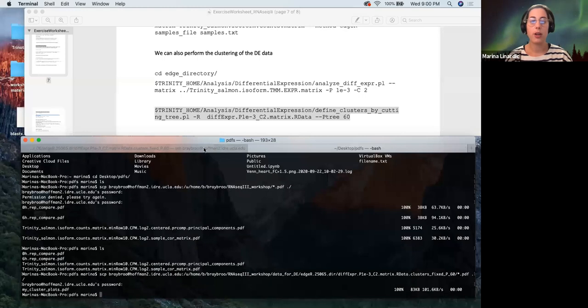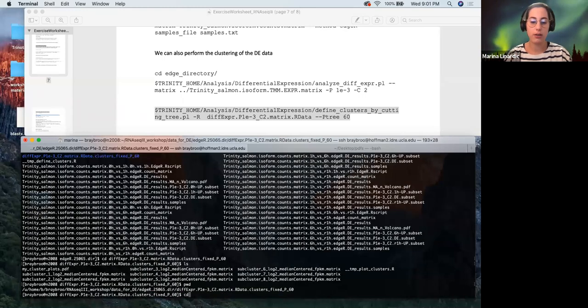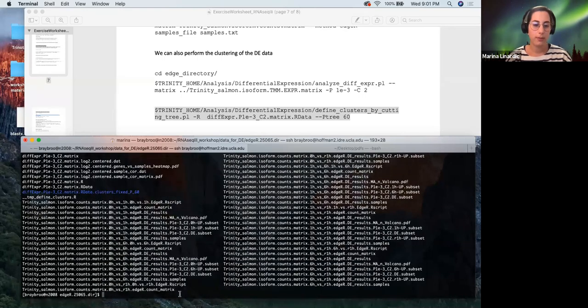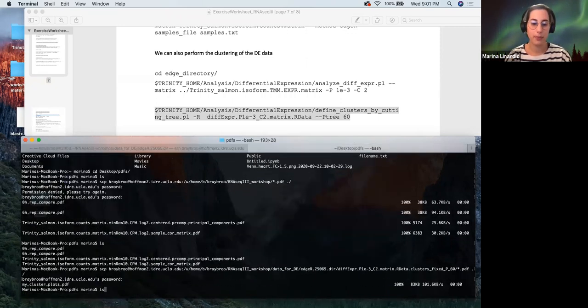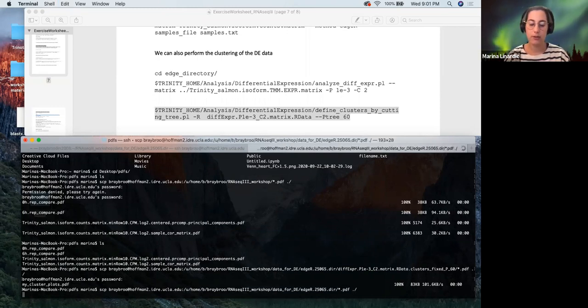So my cluster plots, and then we're also going to download the PDFs from this directory right here. So let's just take that one. And again, I'm just going to remove the path for the RNA-seq workshop and add this one. Okay, give me all the PDFs that you have here.